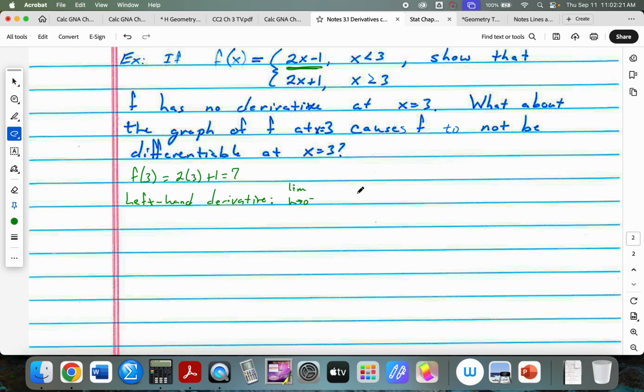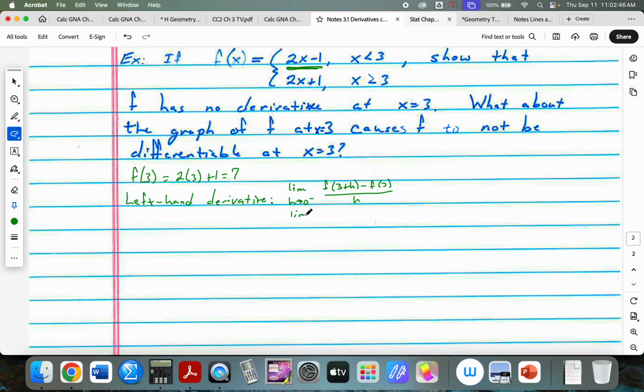As we're coming from the left, that's going to be f of 3 plus h minus f at 3, all over h. It's really over 3 plus h minus 3, but the 3's always drop off. That's why we just write the h.